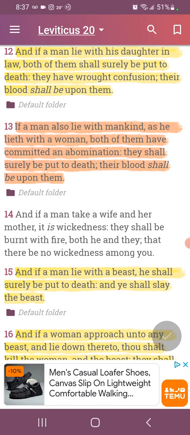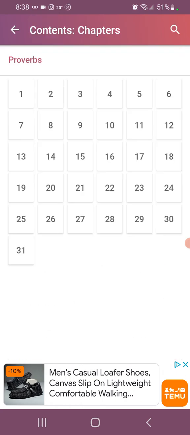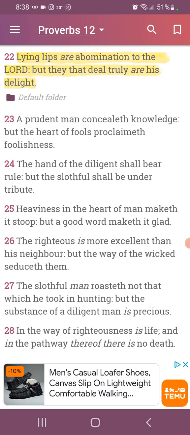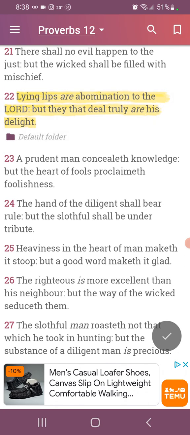Let's go to Proverbs 12:22, right? Is it another abomination? It's the book of Proverbs, chapter 12, verse 22, and it reads: lying lips are an abomination to the Lord, but they that deal truly are his delight. So you can't be lying because the Lord finds it disgusting and he hates it. It's called an abomination to him. So pretty much don't do it.